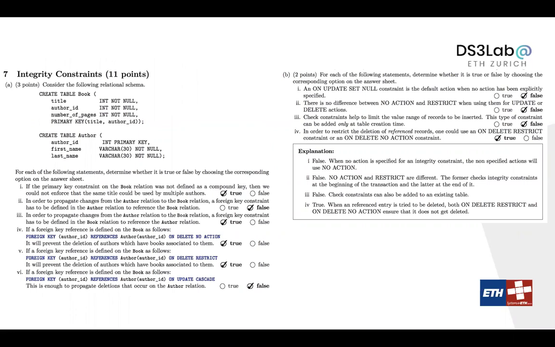You have the book relation with the primary key as a combination of title and author ID. You have another relation called author. You have a whole bunch of primary key constraints, not null constraints, all of this. Then we make sure you understand the implication of this. For example, we could have a whole bunch of sentences and you try to tell us whether each is true or false in this relational schema. This should be relatively easy once you understand the semantics of those.